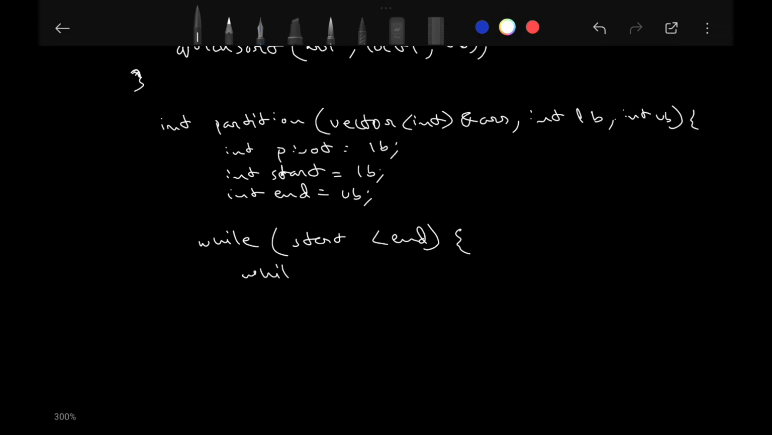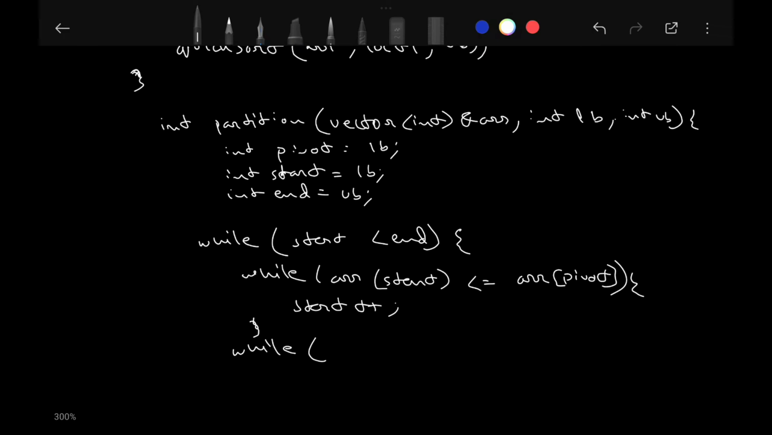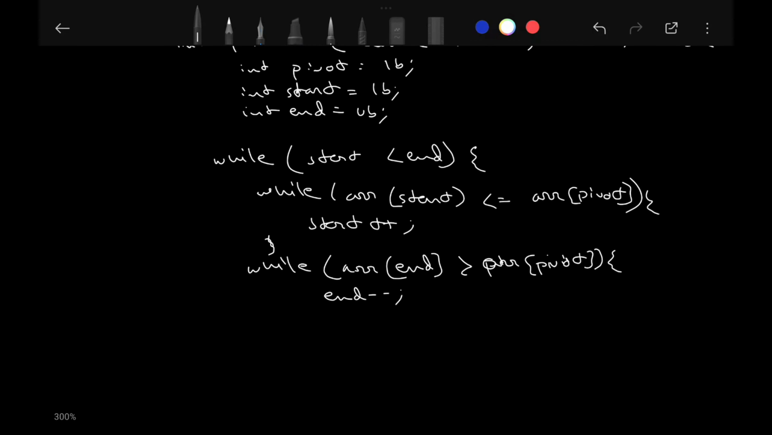Now in between that, while the array at start is smaller than or equal to the array at pivot, for simplicity, let's say while the start element is less than the pivot element, do what? Do a start plus plus, increment the start by 1. In the main while loop, start another while loop. Within that while loop, check if the array at end is greater than the pivot, do an end minus minus, decrement the end by 1.